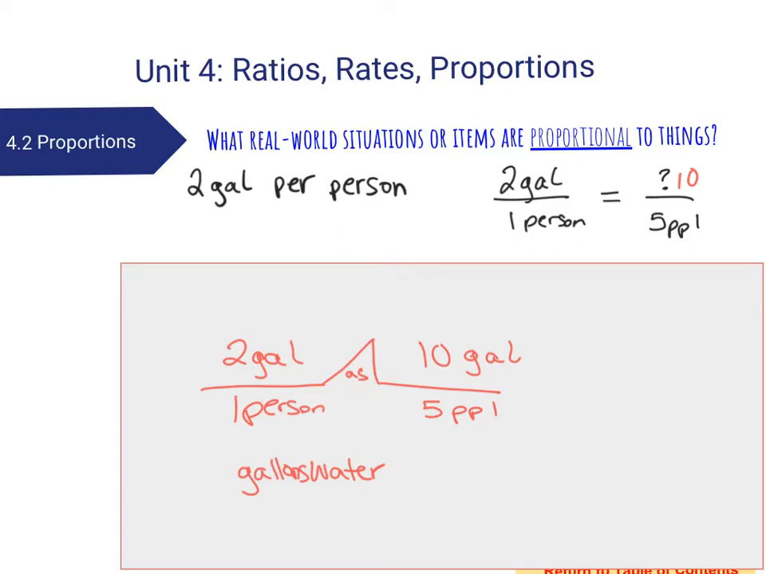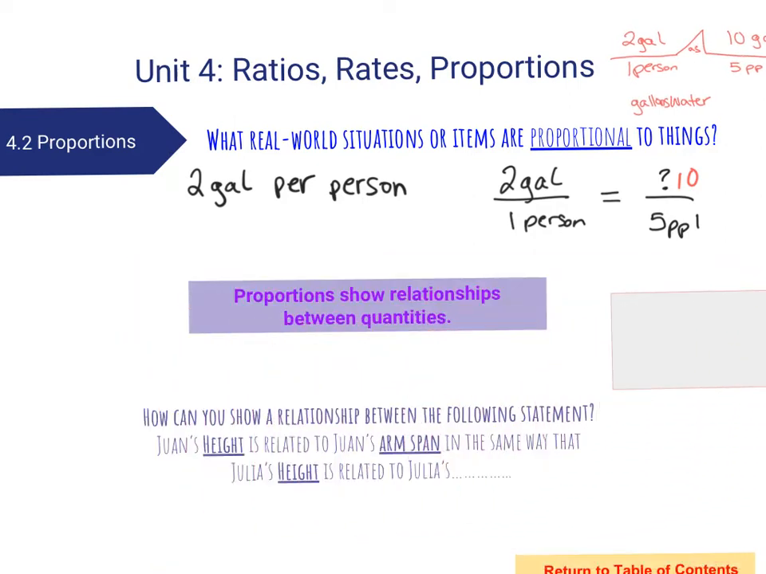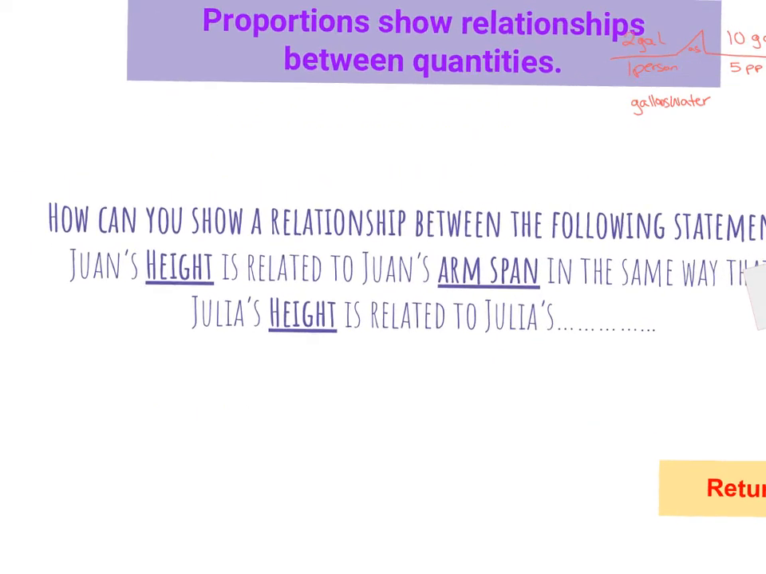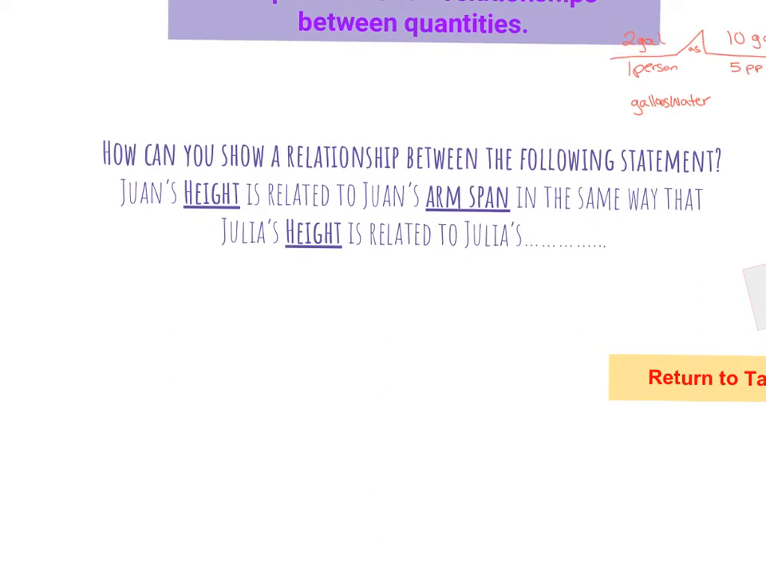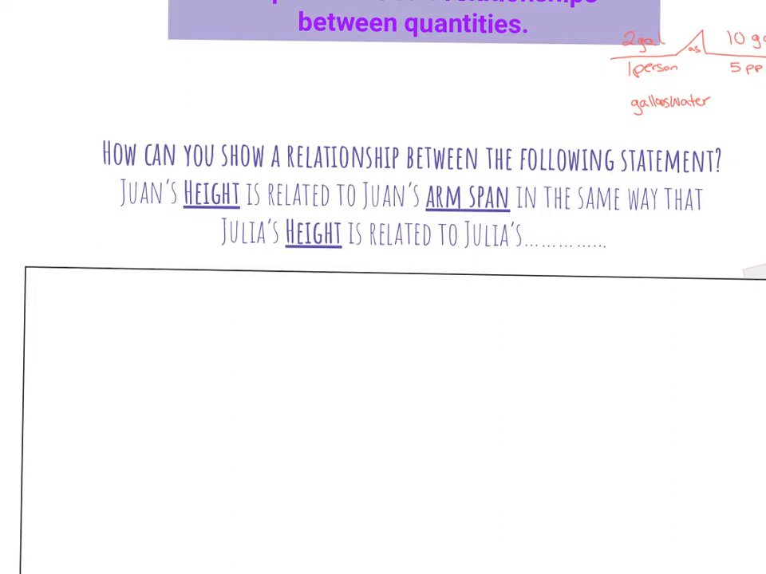When things are proportional, we can figure out unknown quantities, as you will see in the future. So proportions show relationships between quantities. So if I was to ask you, how can you show a relationship between the following statement? Juan's height is related to Juan's arm span in the same way that Julia's height is related to Julia's arm span.